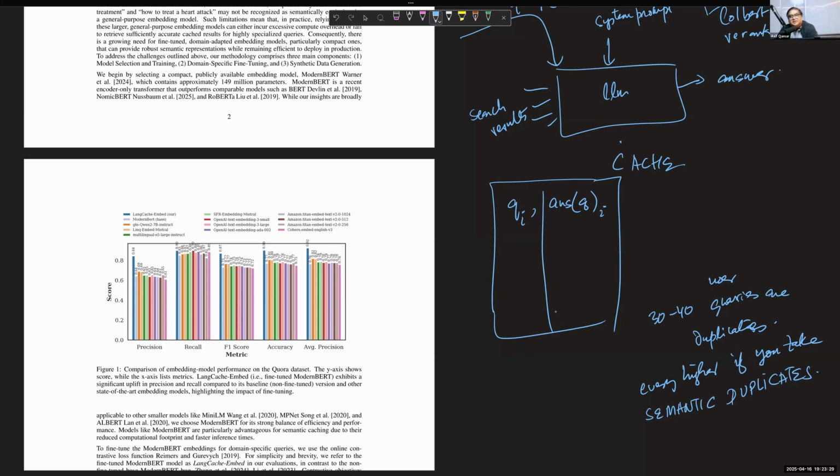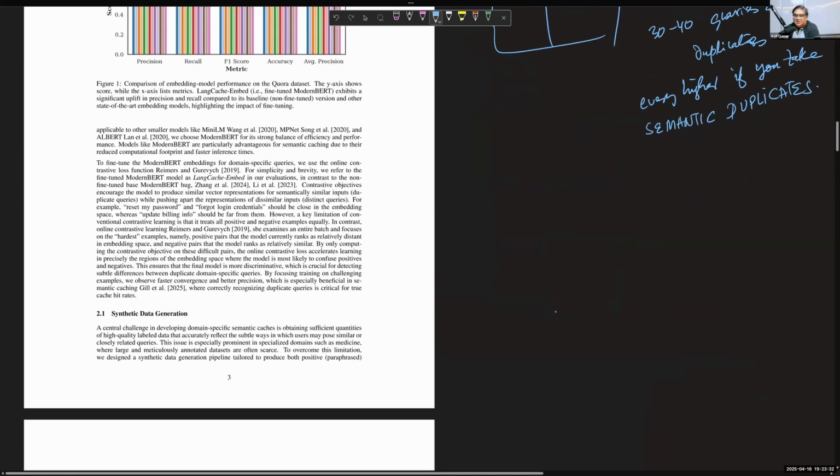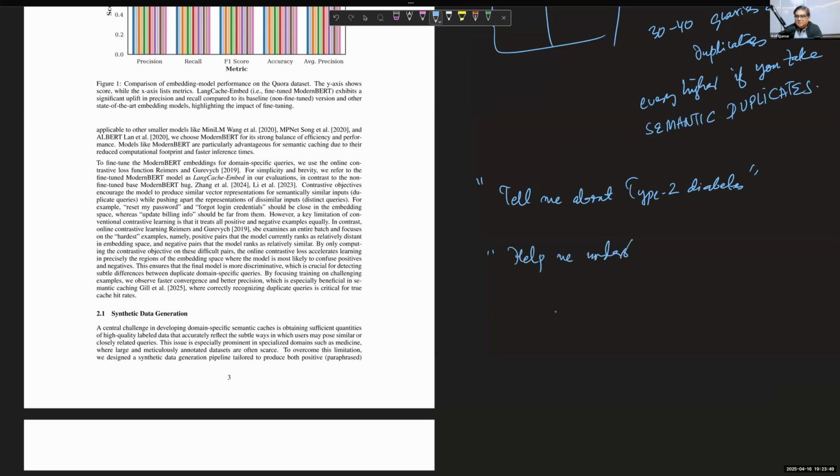Now, even though the wordings are completely different, I'll just write it down. Tell me about type 2 diabetes. And the other could be, help me understand adult onset diabetes. Now, we realize that the common word is diabetes.